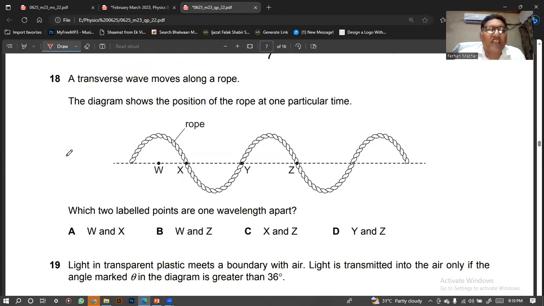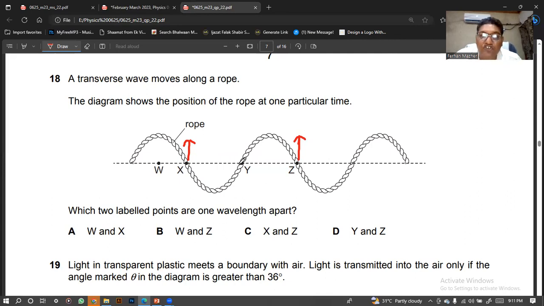Question 18. A transverse wave moves along a rope. The diagram shows the position of the rope at one particular time. Which two labeled points are one wavelength apart? One wavelength is the distance along the direction of the wave between two consecutive points that are in the same phase. X is going upward and it is on the mean position, and Z is also going upward and on the mean position. So X and Z are both in the same phase.